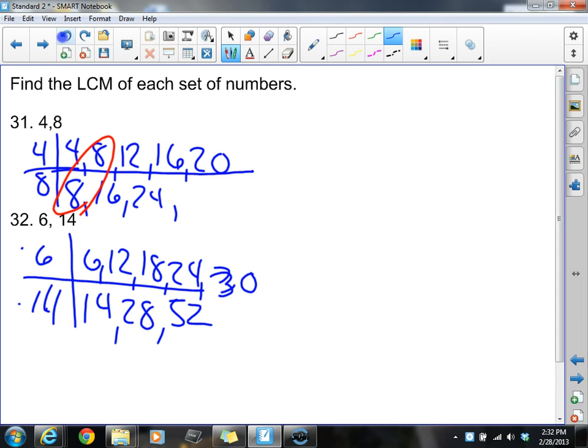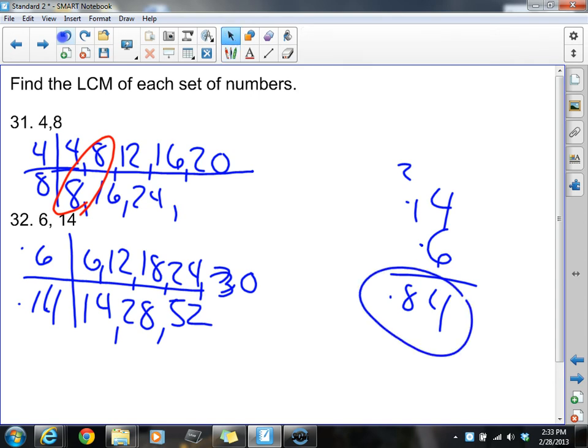So, I will go over here. 6 times 14. That's going to be 6 times 4 is going to be 24, 2, 6, 7, 8. And so 84. And so, ladies and gentlemen, that is going to be the least common multiple because we see it's a multiple of 6 and it's a multiple of 14. So the least common multiple in this case is going to be 84.